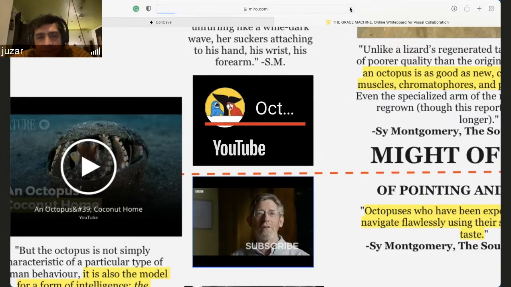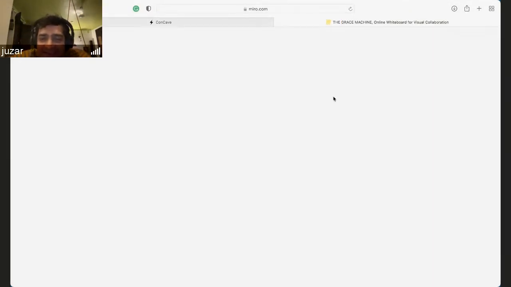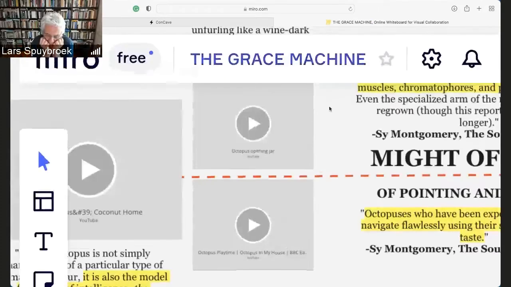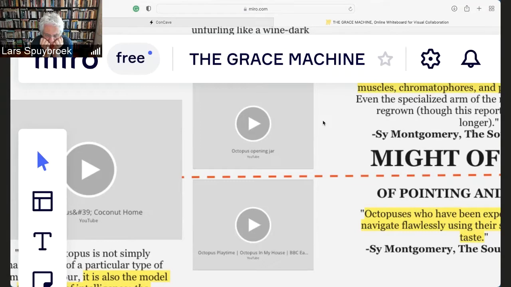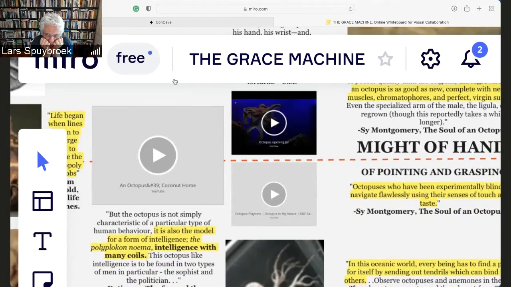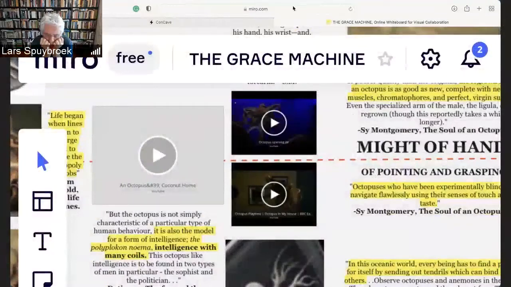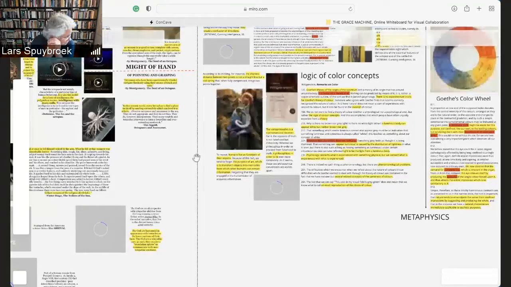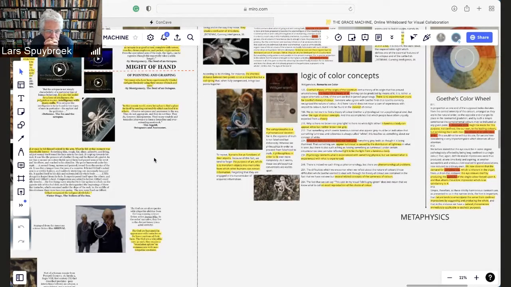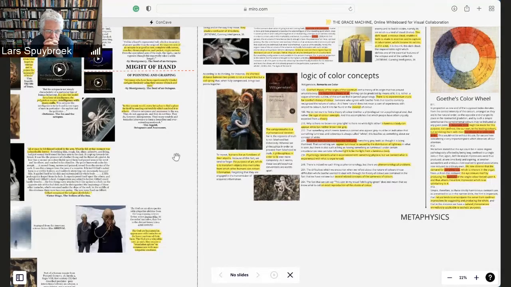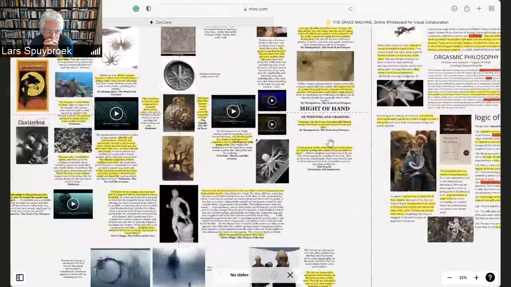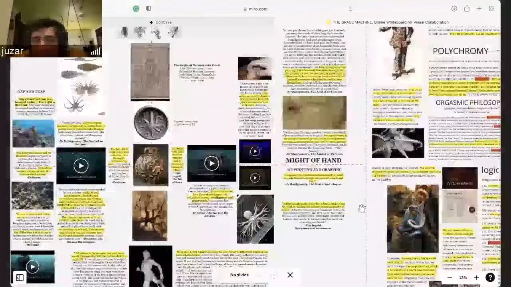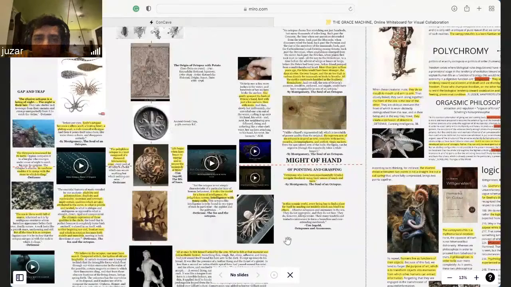Okay, we can skip that. Yeah. Oh my God, where are we? Okay, on the right, and zoom in a bit, and read.